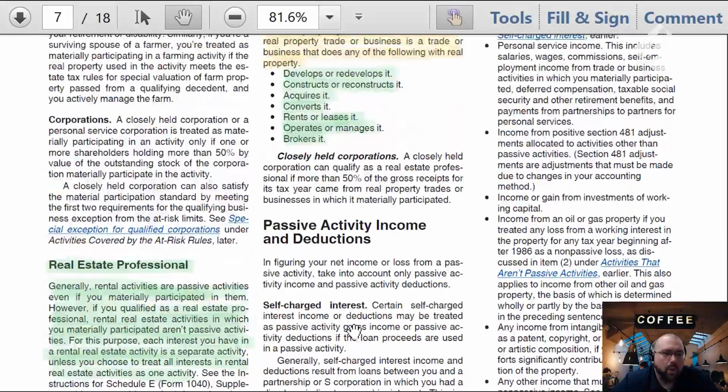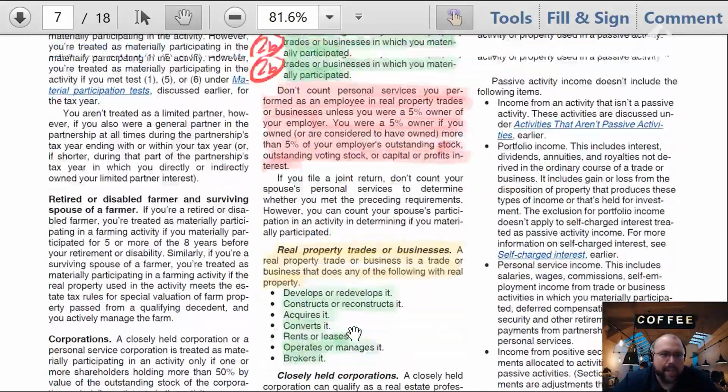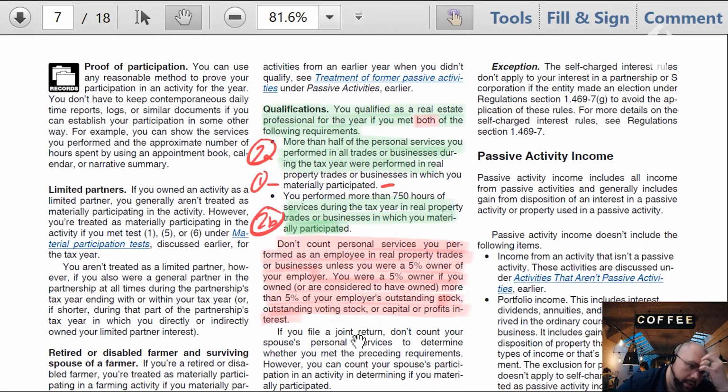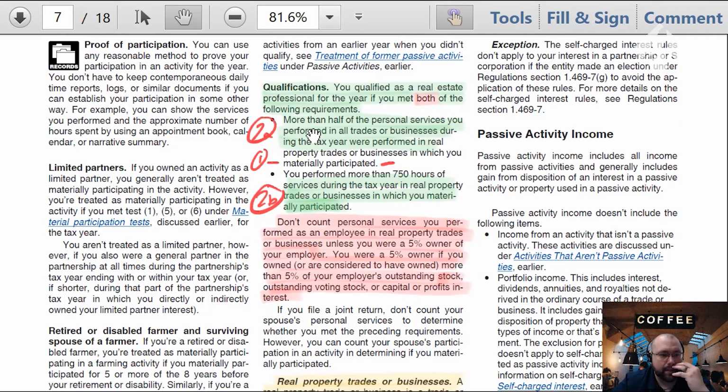So let's scroll up here a little bit so we can read a bit more. This is the rule here. You see the circled red items are basically the qualifications on how you qualify as a real estate professional for the year if you meet both of these following requirements. I'm going to read it first how the IRS writes it, and then I'm going to show you how I break it down.